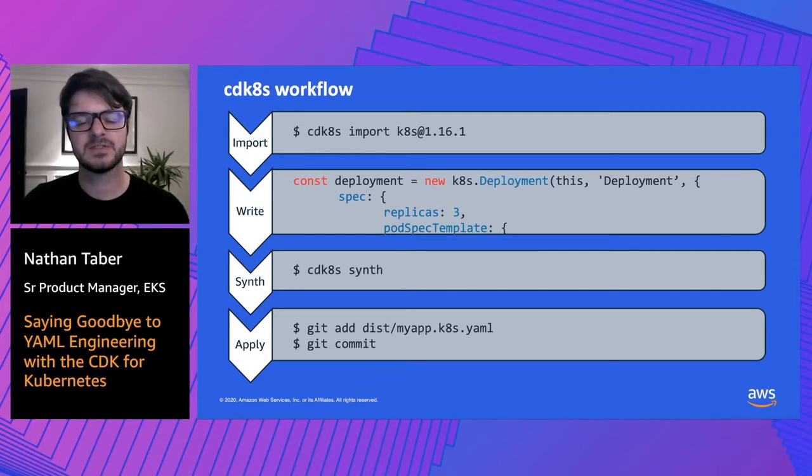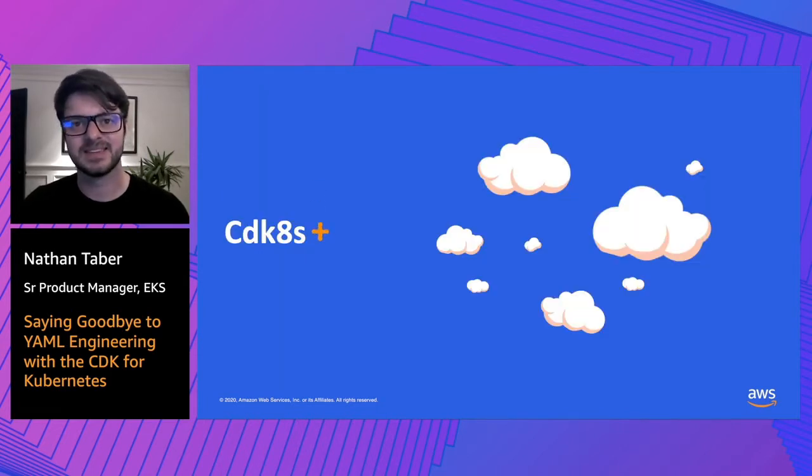Okay, now you've synthesized into a Kubernetes manifest. You can take that YAML manifest and you can apply it to your cluster. Here, I'm actually committing to my Git repo, and the manifest will be picked up by Flux and applied to my cluster. But you can also use a kubectl apply command. Pretty cool, right? All right, let's take a look at something that I think is even cooler, CDKs Plus.